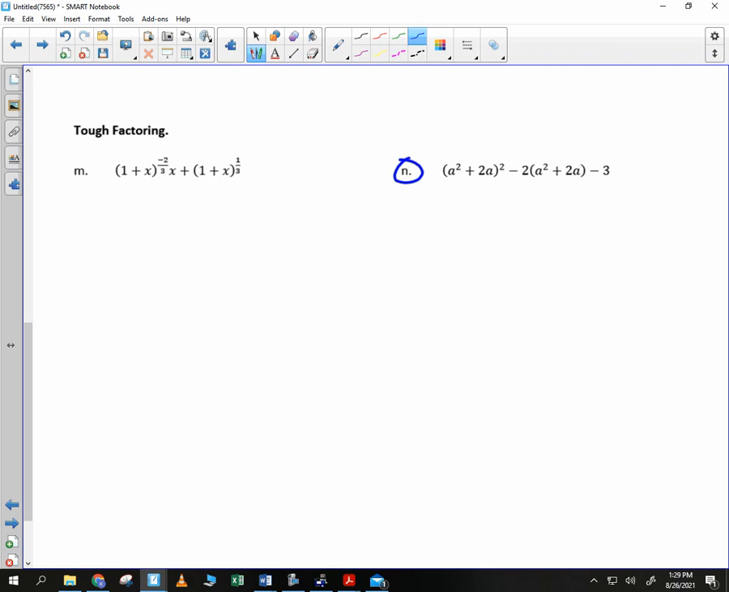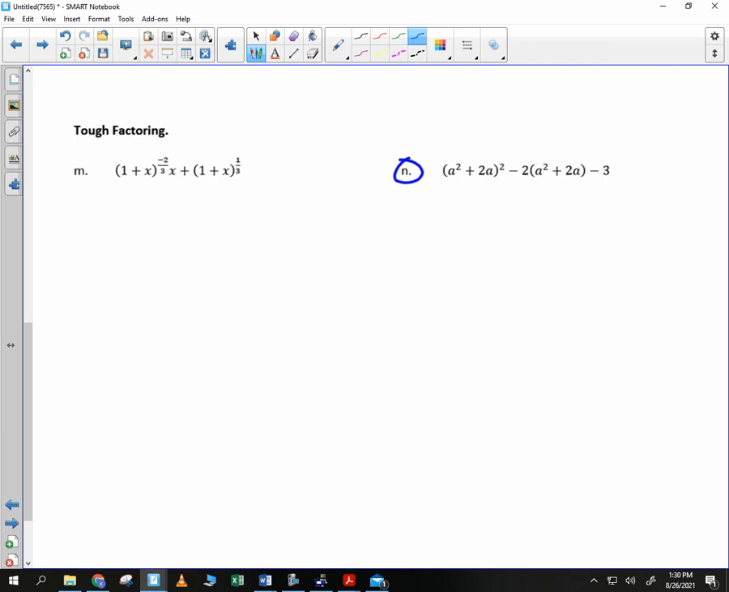A squared plus 2a quantity squared minus 2 times a squared plus 2a minus 3. I want to factor that, okay? I wouldn't expect you to be able to do this problem on your own, but I could give you difference of two squares all day and you just get all the problems, right? Let's try something that you maybe can't do and expand your brain a little bit.